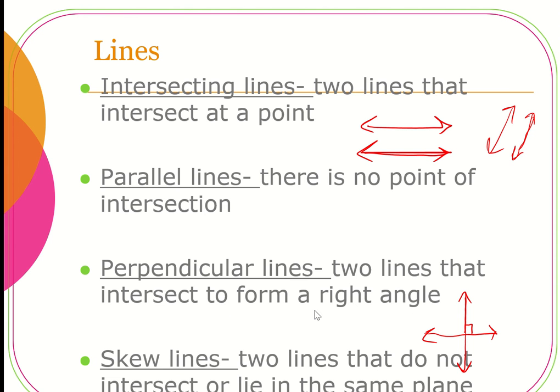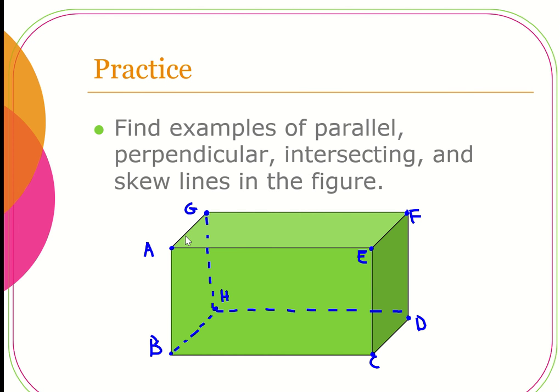Skew lines are 2 lines that do not intersect or lie in the same plane. You'll see that example in just a moment here. All right, so let's first talk about skew lines. This is like a box, like a Kleenex box maybe. Take a look at BC. Take a look at GF.